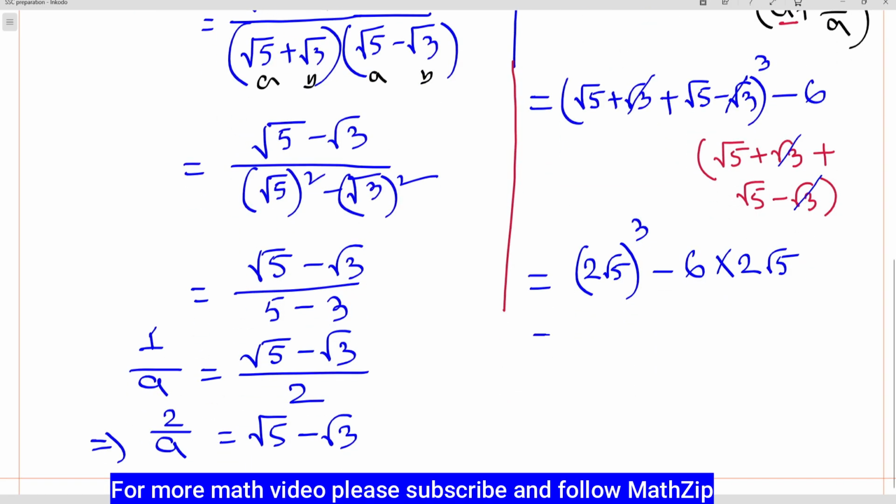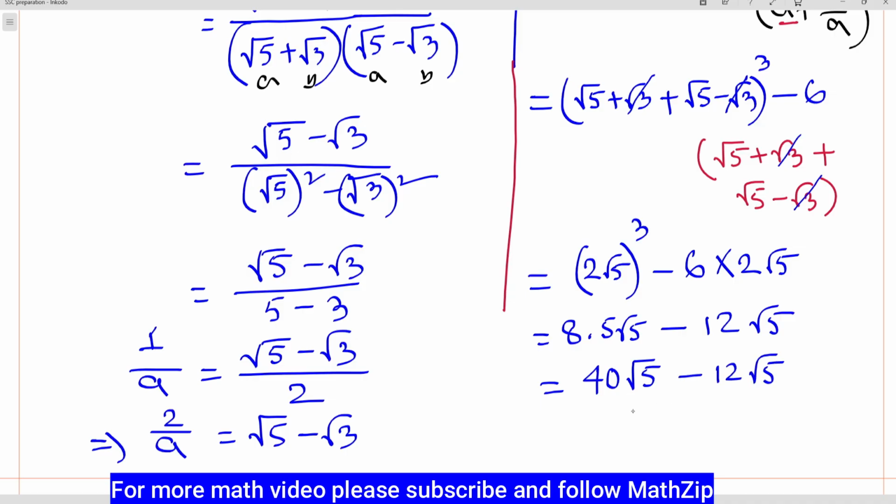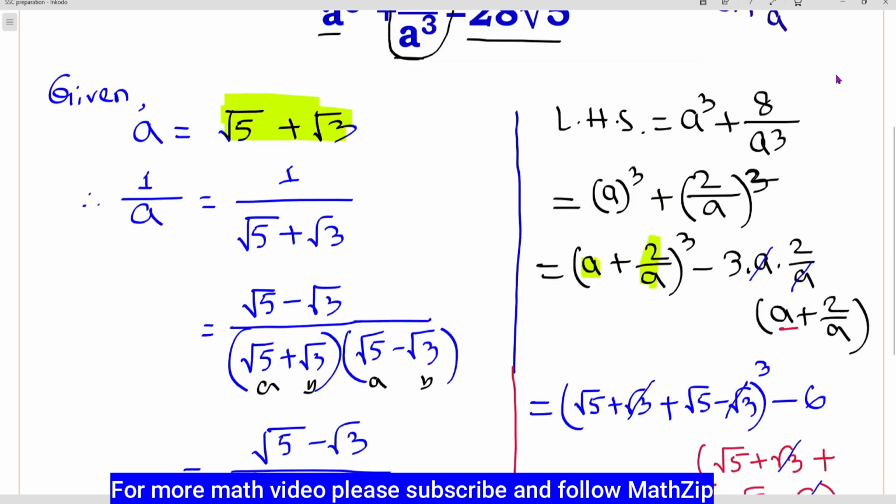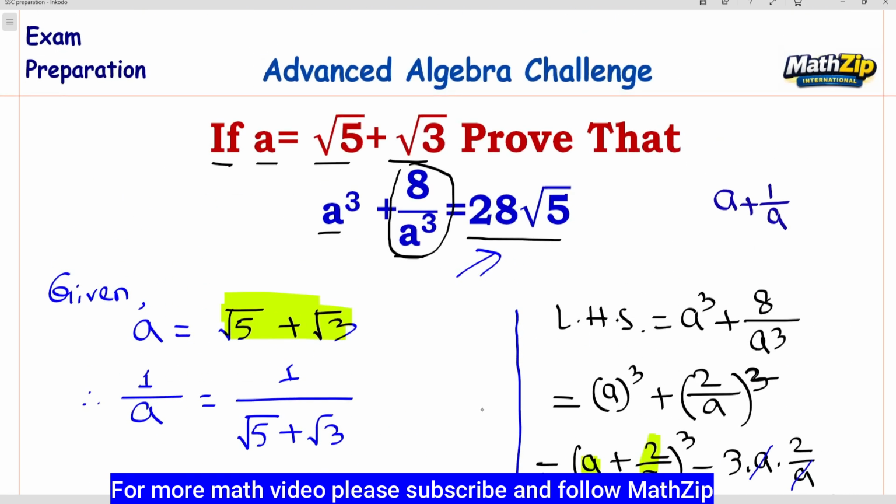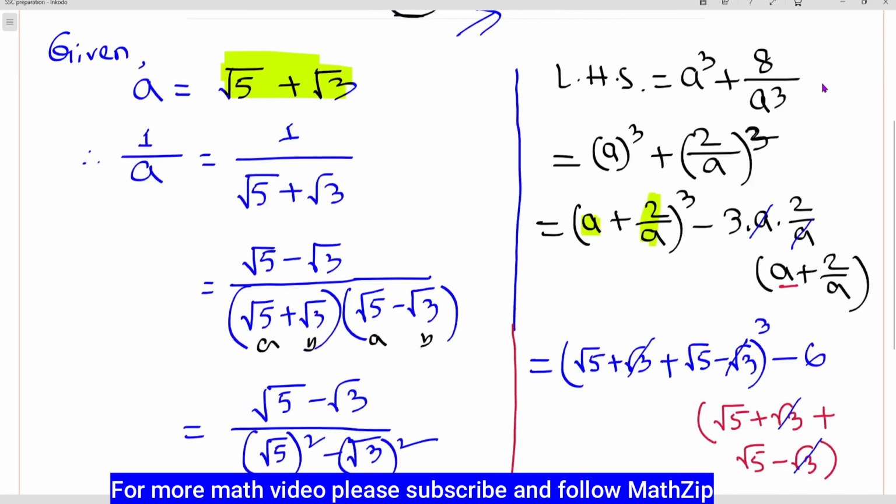Okay, now 2 cubed means 8, root 5 cubed means 5 root 5. Minus 6 times 2 is 12 root 5. 8 times 5 is 40, so here is 40 root 5 minus 12 root 5. Finally we get 28 root 5. And look, the right side is also the same thing, 28 root 5. So we can say a cube plus 8 by a cube equals 28 root 5 is proved.